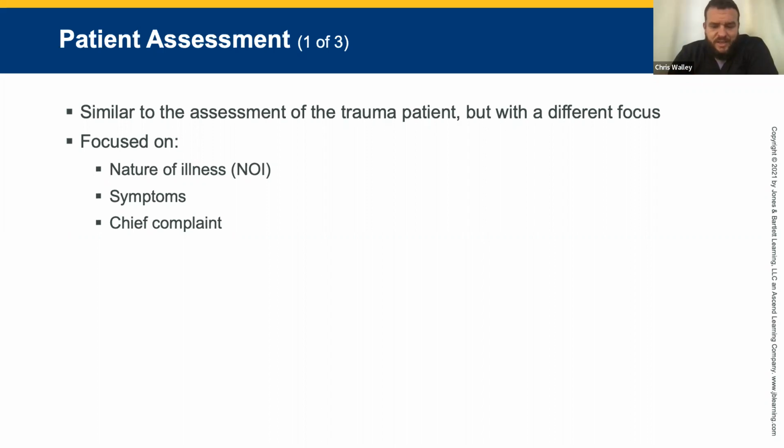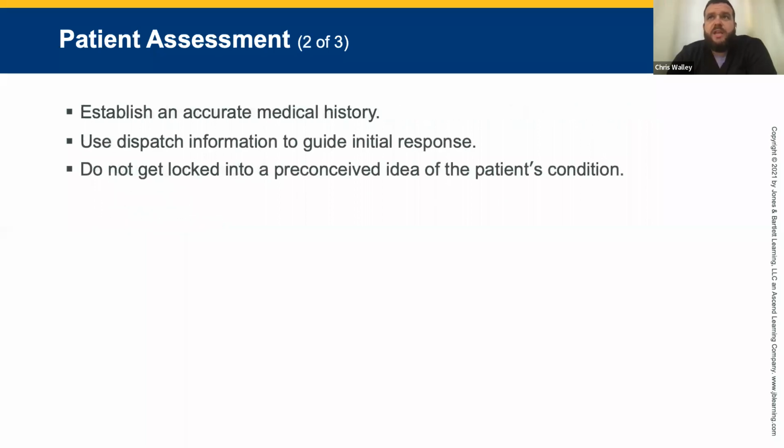So figuring out that nature of illness allows us to move forth, and we start talking about symptoms, and then we can potentially relate that to a particular area like abdominal pain, respiratory, cardiovascular. So that's where we want to base it and start getting our answers once we move forward. So establish an accurate medical history. Use dispatch information to guide your initial response, but don't get locked in on that. That may not be the best answer that was given by the patient to the dispatcher and relayed to the ambulance. And it's not the middle person's fault. It's just loss of translation.